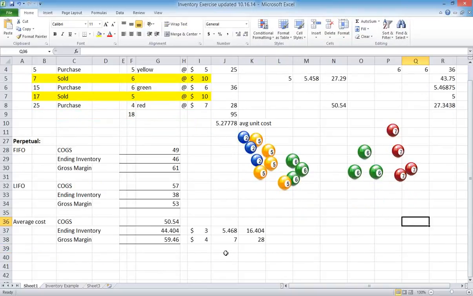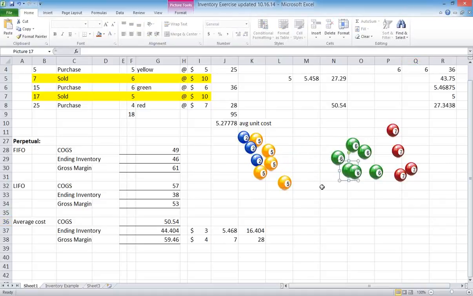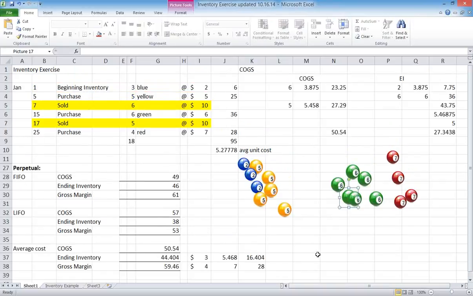Let's look at average cost. It doesn't really do me any good to move the balls around here to do the average cost. So how does average cost work? Average cost means I have to determine how much each unit is on average each time after I do a sale or before I do a sale. So in order to do that, I am going to look at my cost for each item when I get ready to sell it.